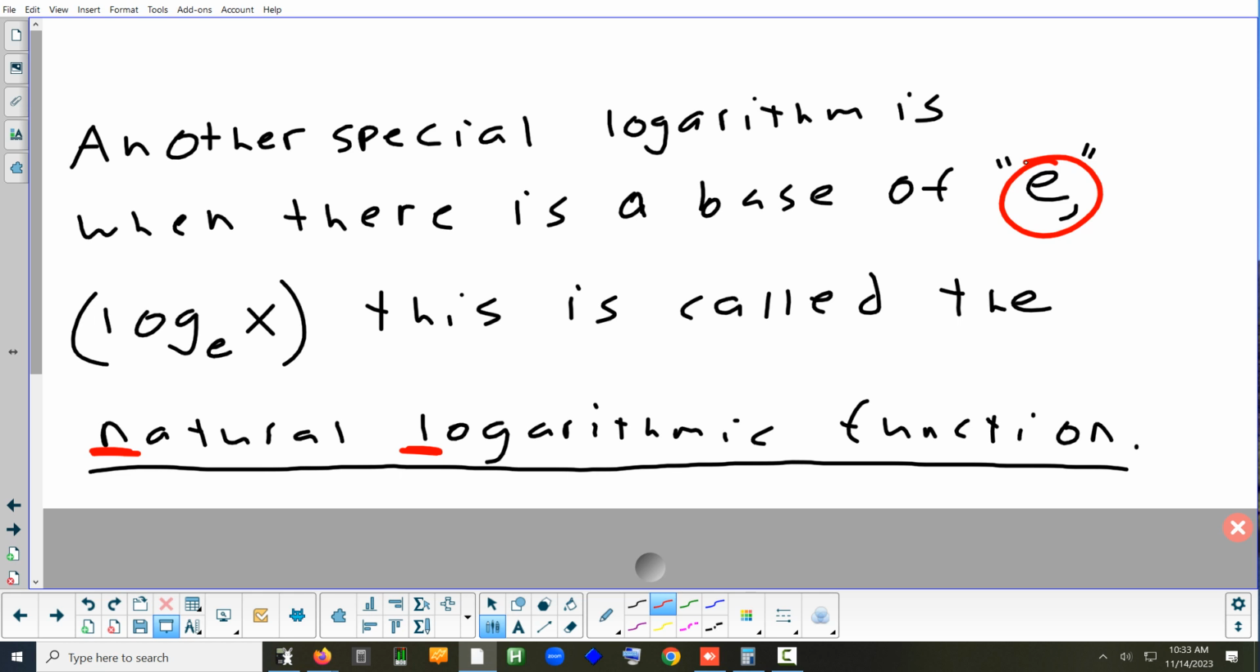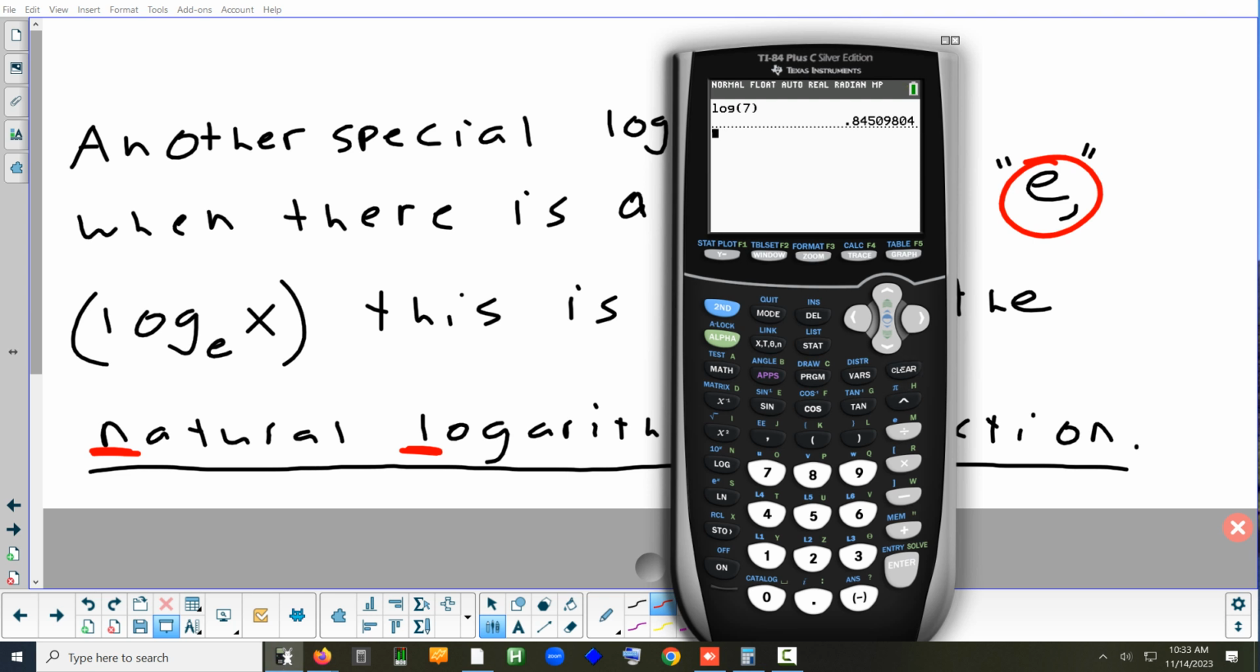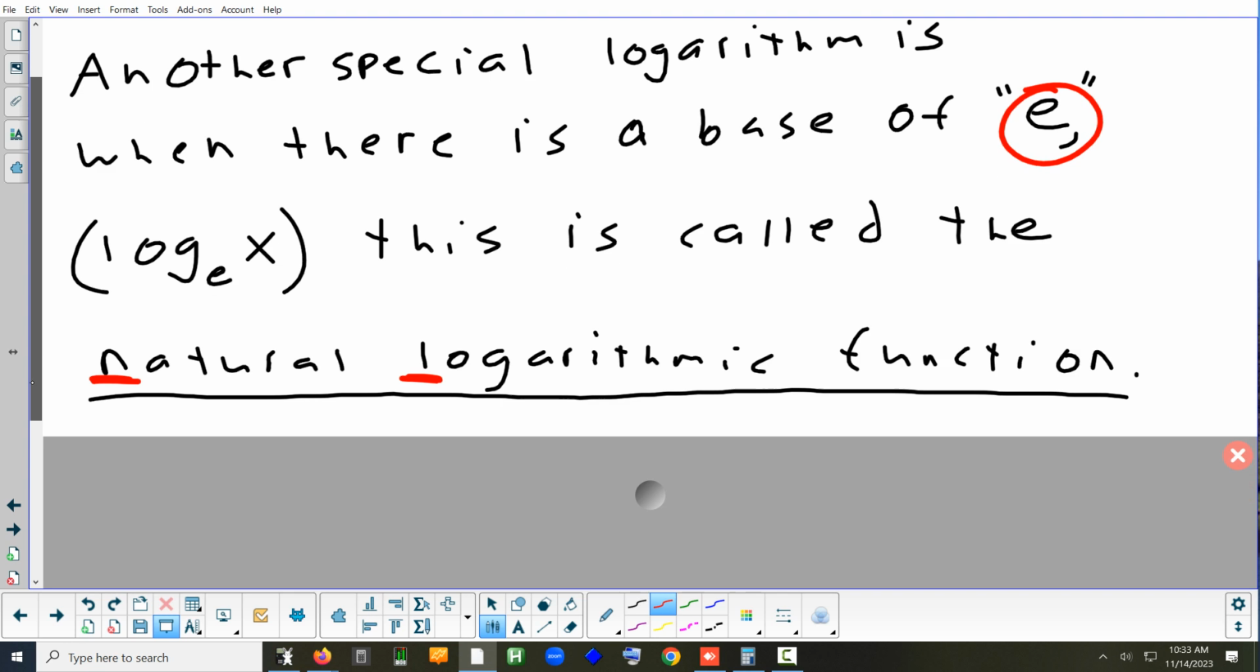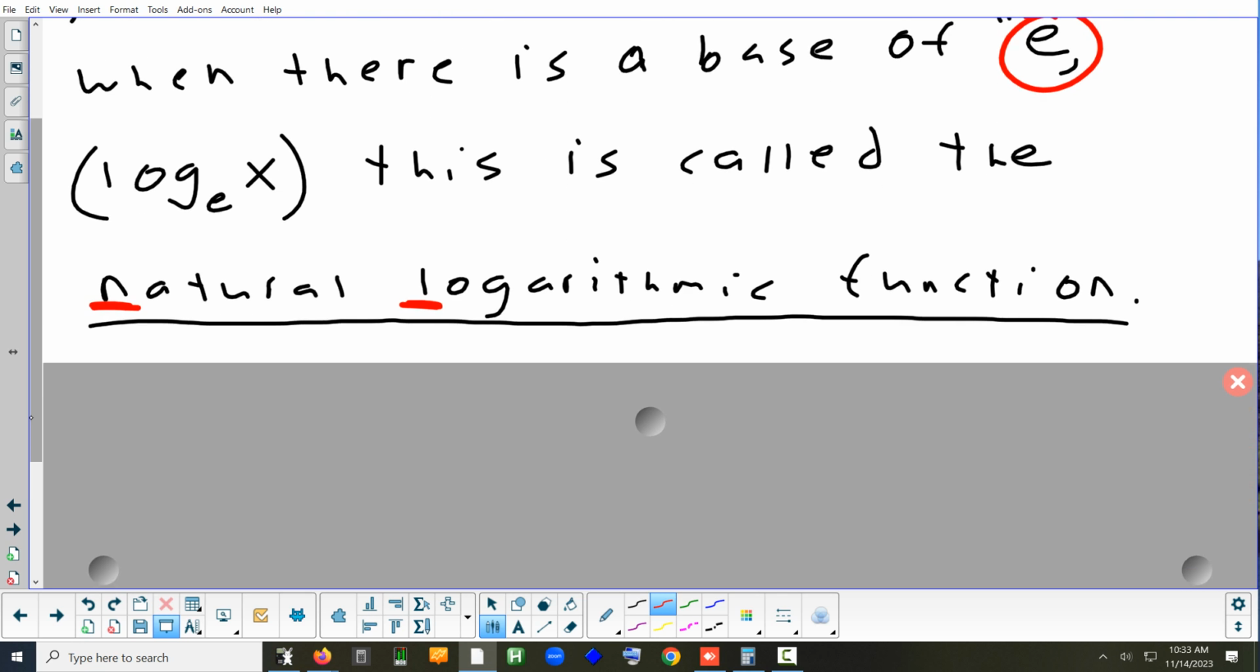Does anybody remember what e is about? About 2.718. And then if you type it in, it says 1828, 1828. It doesn't keep repeating 1828. The e button is second divided by, and then you can see what e is. So if the base is e, that is called a natural log.